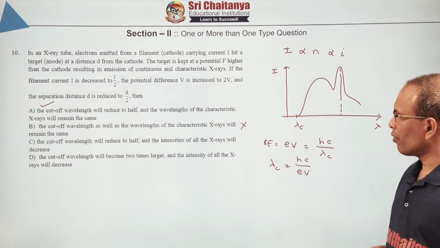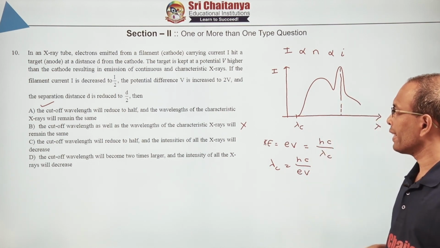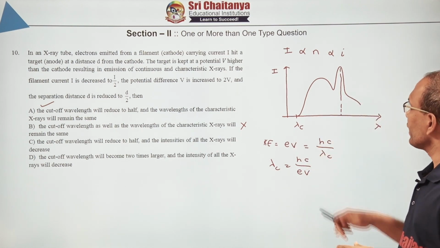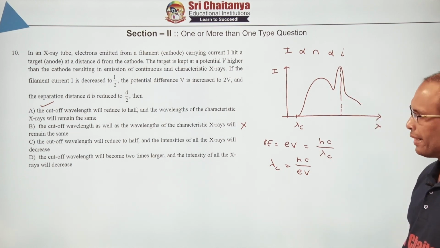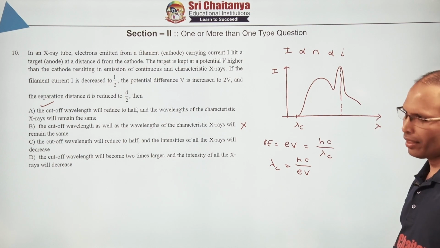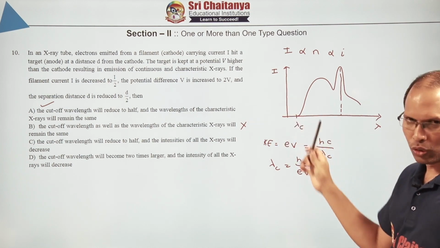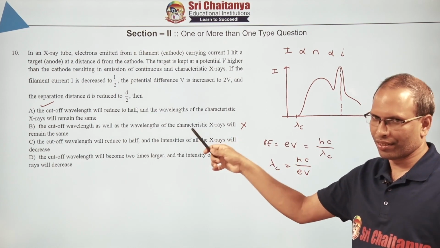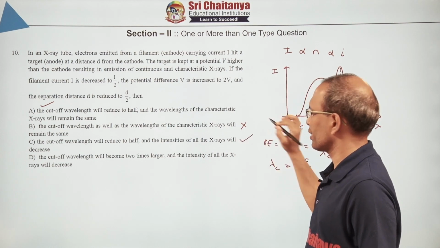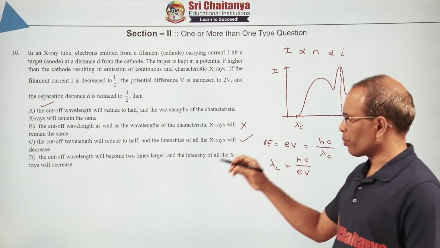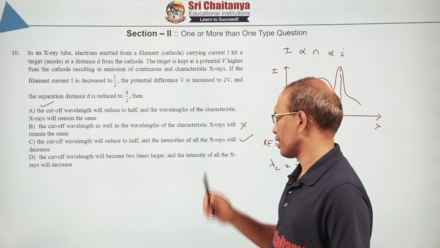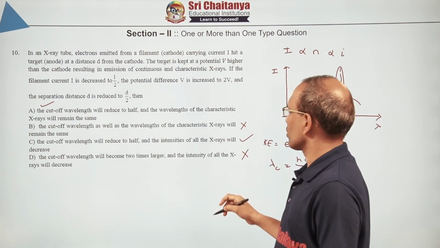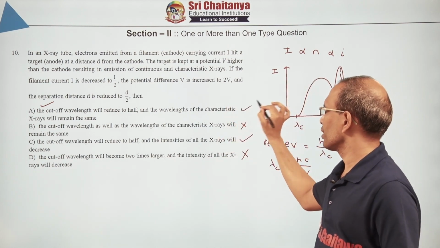Third option: the cutoff wavelength is reduced to half, and now he is talking about the intensities. Intensity is directly proportional to the filament current. The filament current has become half, so the intensity also will become half, and it says that the intensity of all X-rays will decrease. So this option is also correct. The last option says the cutoff wavelength will become two times larger, but that's not correct. So options A and C are correct here.